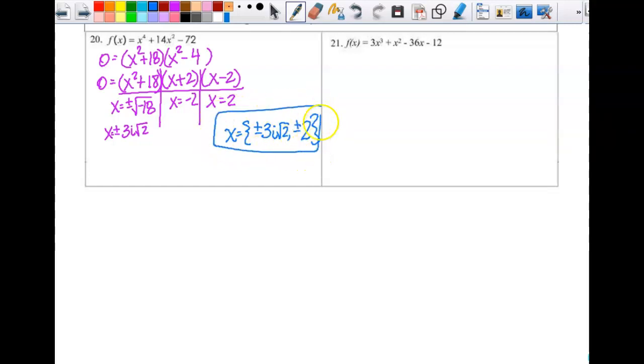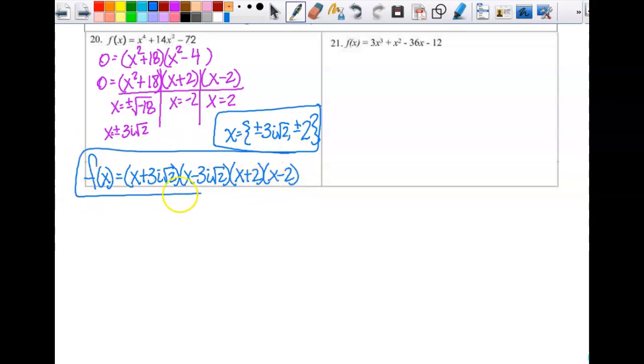There are my zeros. My complete factorization is x plus 3i square root of 2 times x minus 3i square root of 2 times x plus 2 times x minus 2. Those are the two pieces I was asked for.